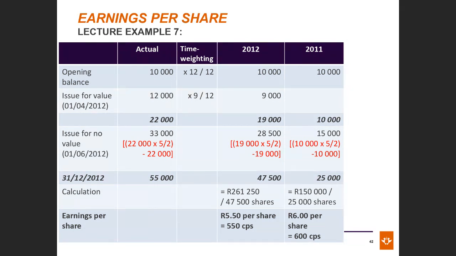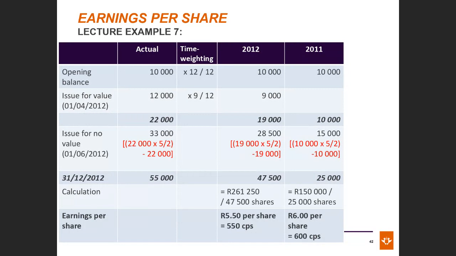So now that we have calculated our total number of shares, you can see the actual number of shares we have is 55,000, but according to our 2012 column that we need to use in our earnings per share, we have 47,500, and the difference mostly relates to the issue for value, where we time weighted it, and then that resulted in our issue for no value being different because these two balances here were different, okay? Then remember, because we had an issue for no value and we wanted our prior year to be comparable, we adjusted our prior year as well.